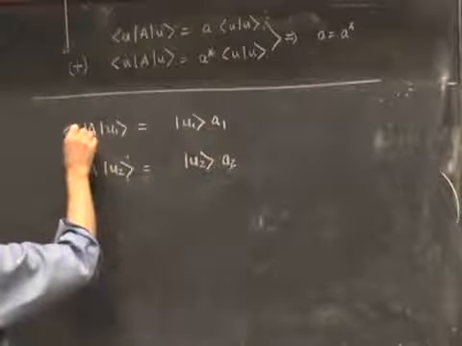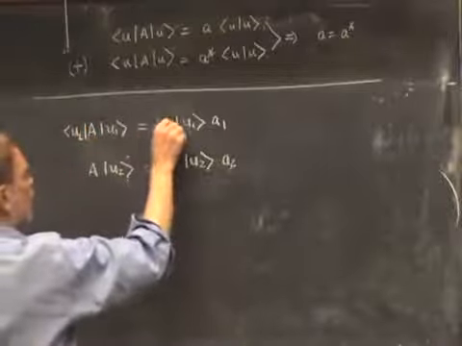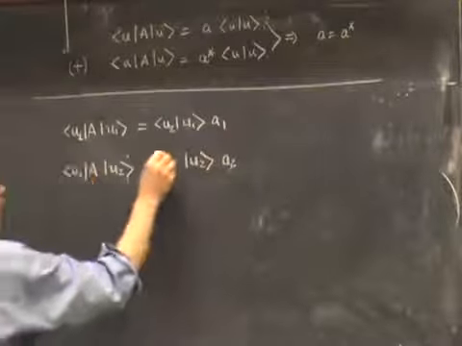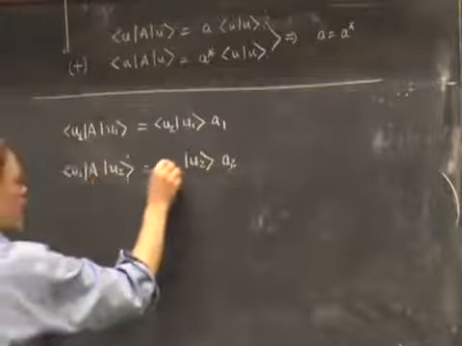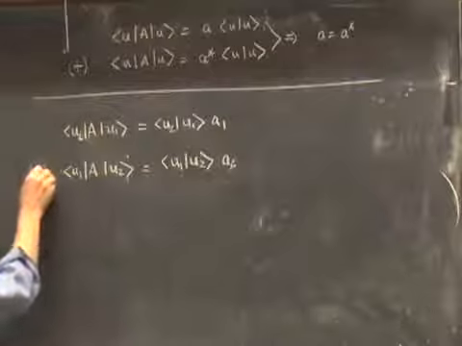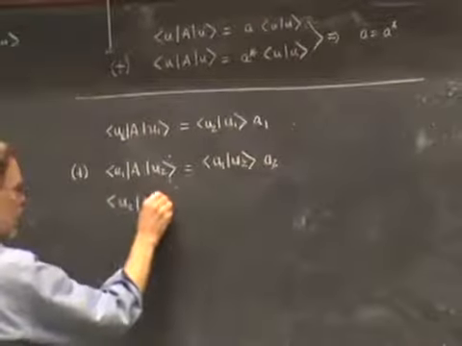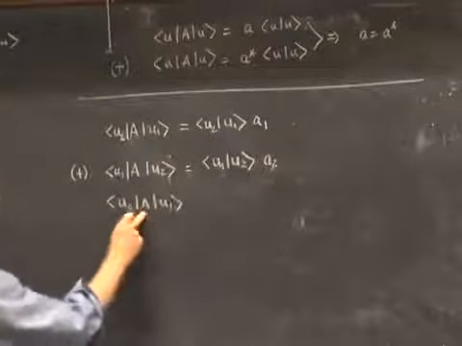Excuse me, multiply by the bra U2 on both sides. And then the second equation multiplied by the bra U1 on both sides. So we get this. And then let's take the second equation and apply a dagger to it. So we reverse things: U2, A, U1. I don't dagger A because it's Hermitian.